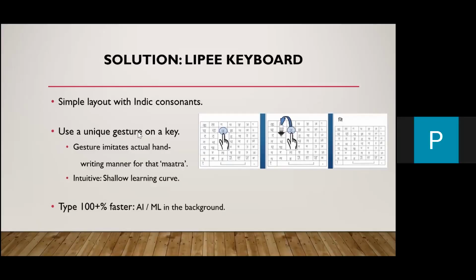And that's the key. When you use this, now you have one for G. To go from J to J will be another gesture. Go from J to J will be a third gesture. So we have now 12 matras, 12 gestures for 12 matras. These are very close to the handwriting manner themselves. So that makes it very easy to learn. It's a very shallow learning curve. And you can type fast. Right now we can go 100% faster, and we can actually do more with AI ML in the background. So there's going to be a lot more data and machine learning going forward in the future. Next slide, please.